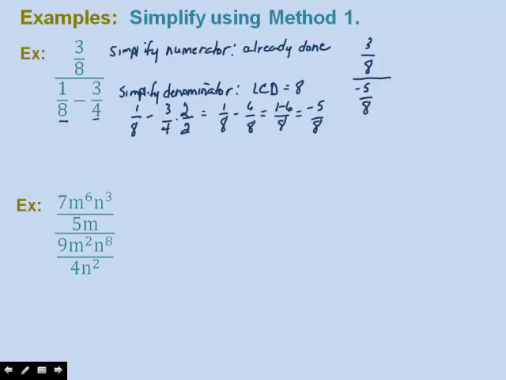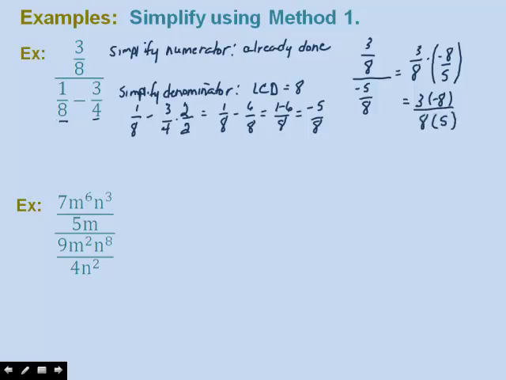Now we go on to step 2, which is to invert and multiply. So this is going to be the same as 3/8 times, and now we're going to take our -5/8 and flip it over. I'm going to put parentheses here since we do still have the negative. This would be -8/5. If we go ahead and multiply, then we have 3 times -8 on the top and 8 times 5 on the bottom.